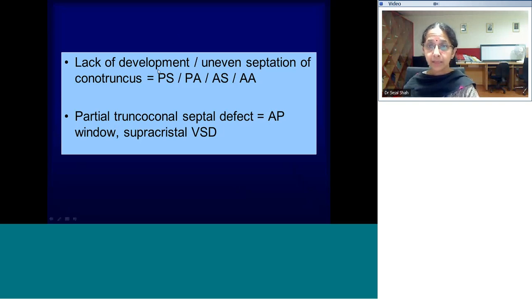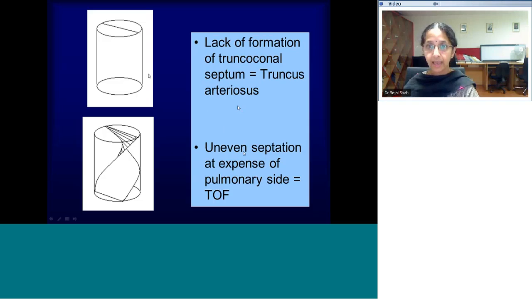Lack of development of the septum, or if there is an uneven septation, what happens? Then we can have stenosis or atresia of one of the semilunar valves. Or if there is a partial conotruncal septal defect, then you are going to have an aortopulmonary window or supracristal VSD. So we have to understand that the subpulmonic VSDs and the aortopulmonary window are a result of defective conotruncal septal development. And if there is a lack of formation of the septum throughout, then it is going to give rise to truncus arteriosus.